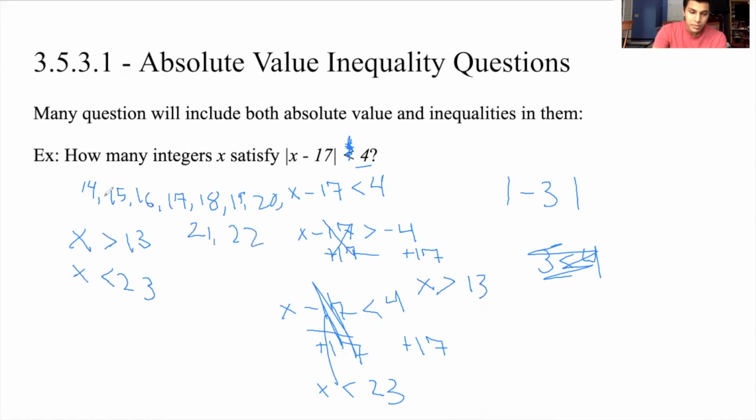If we count these, because these are the ones in between 13 and 23, and remember, they're all integers, which means they have no decimals or fractions, we have 1, 2, 3, 4, 5, 6, 7, 8, 9. So 9 integers x satisfy this.